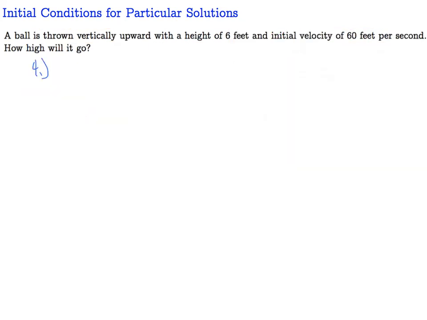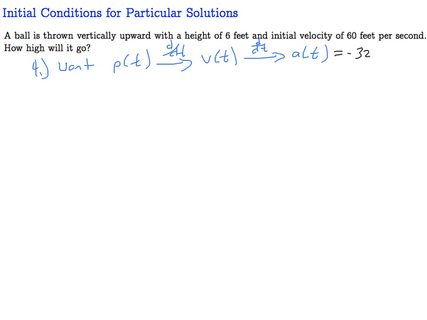So my plan of attack is that since I want to find my function p of t, I need to figure out a way to get there. And well, what do I know? I know that if I started with my function p of t and took the derivative, I would get velocity. And if I took the derivative of this function, I would get acceleration. And from my initial conditions, I know my acceleration is negative 32 feet per second per second. And so I can move back along this line of reasoning by taking integrals. Since integration is the inverse of differentiation, I can move backward.